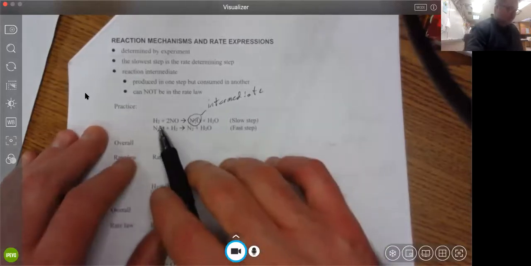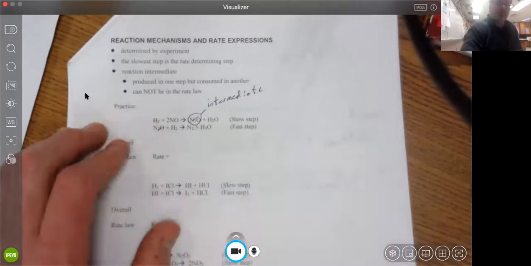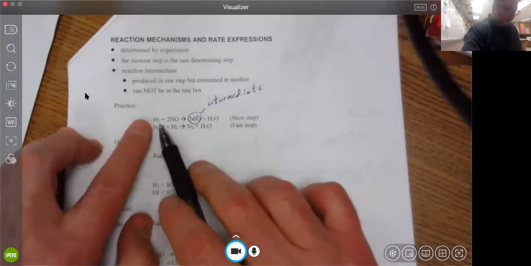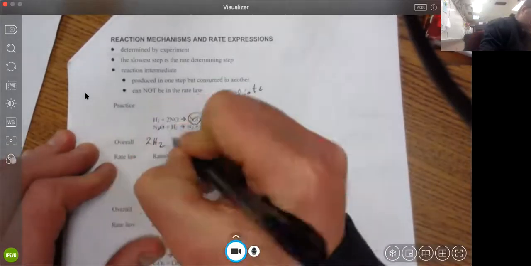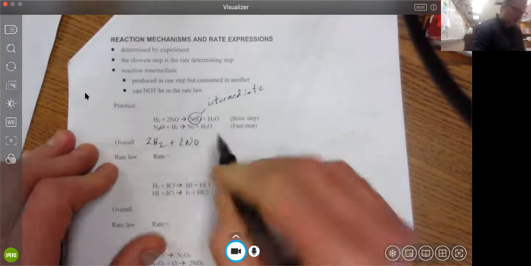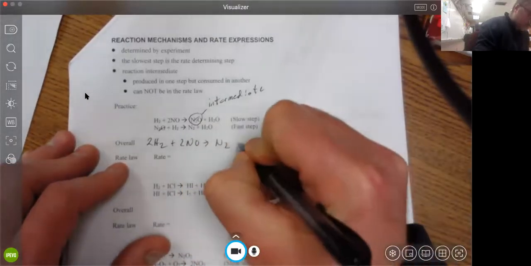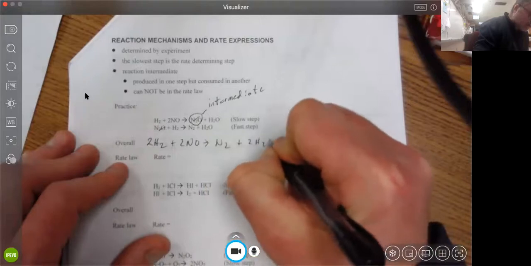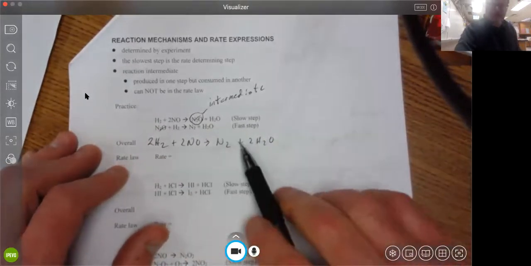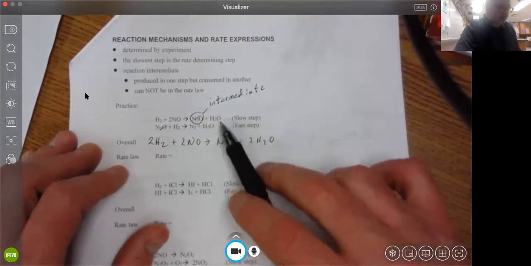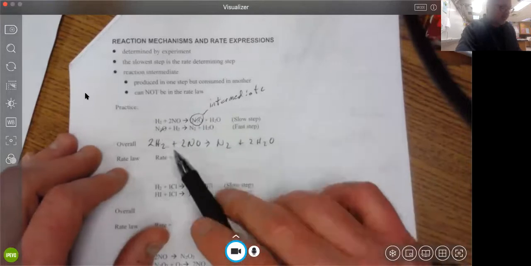So if we were to add both of these together to get the overall reaction, we have 2H2 plus 2NO yields N2 plus 2H2O. So that's the overall reaction that you would normally see without looking at the mechanism broken down. We don't see the intermediates in here.